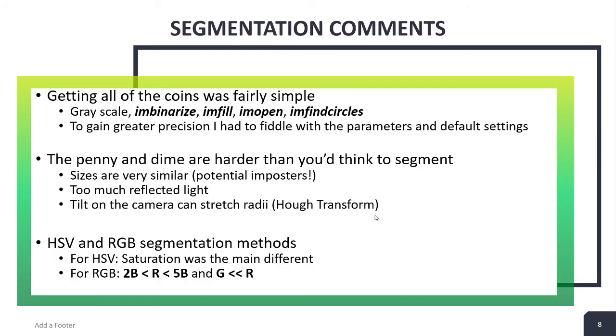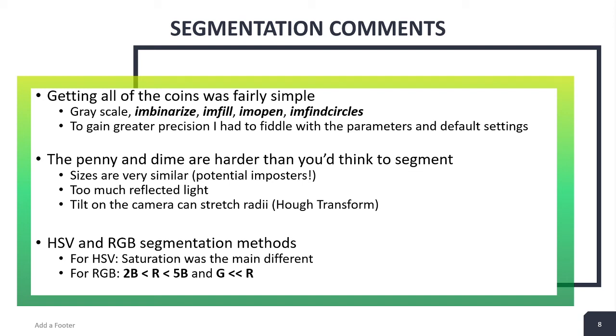Okay, so some comments on segmentation. If I did this with just overall coins and then k-means, it was fairly simple. But again, the nature of it was that you needed to make sure that you had a high resolution, otherwise it would be hard to distinguish the pennies and the dimes. I also did need to fiddle with the parameters. So based off of the tilt of your camera, it might not recognize it as a circle. It might be too ovular.